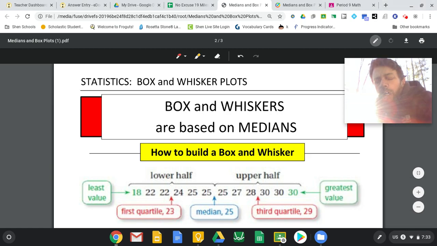In this video, we're going to talk about box and whisker plots. It's a graph, kind of like a bar graph or a line graph, but it only has to do with medians. A median divides a set of data in half. Box and whisker plots, you divide it into quarters. So you find the middle number by crossing off a number on either side.